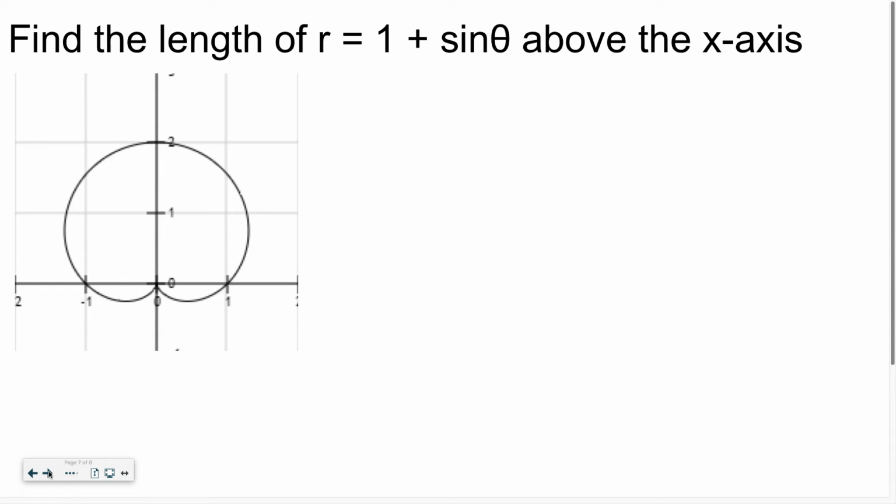Here I have another cardioid, and I want to know the arc length above the x-axis. Okay, so what are we talking about? We're talking about our integral going from where to where?